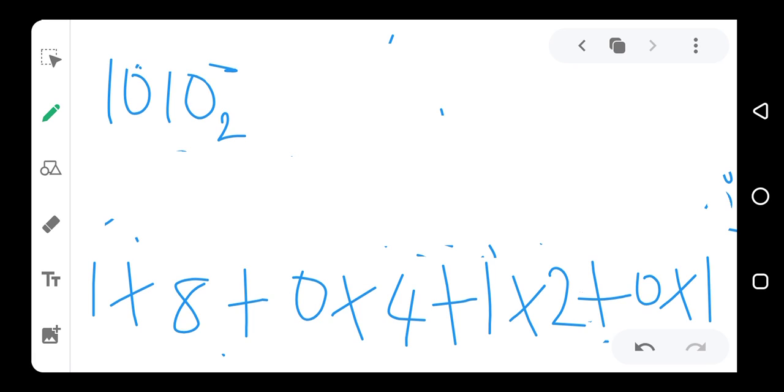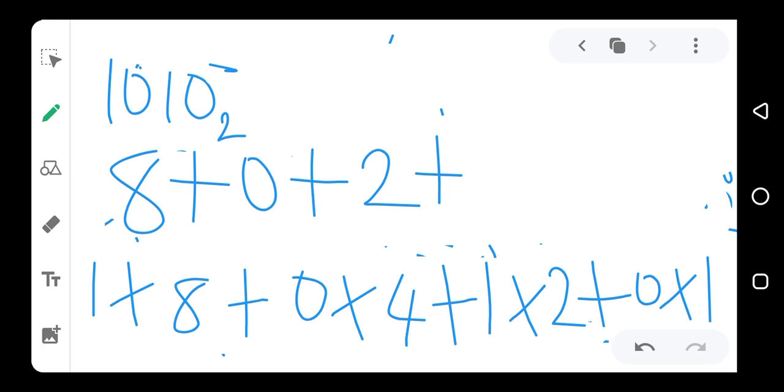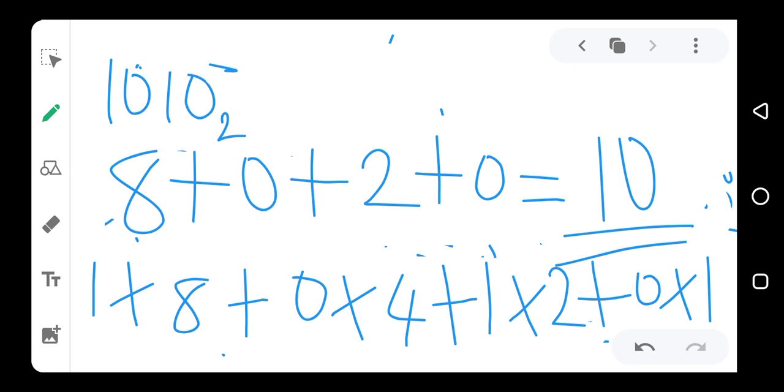We multiply 1 by 8 and we get 1 times 8 is 8 plus 0 times 4 is 0 plus 1 times 2 is 2 plus 0 times 1 is 0. So this becomes 8 plus 0 is 8 plus 2 is 10 plus 0 is still 10. So we have 10. So we see that 1010 is equal to 10 in base 10.